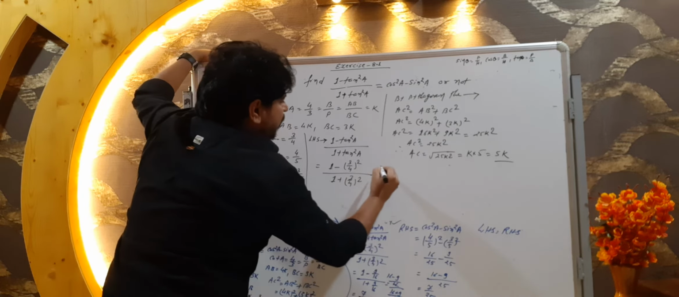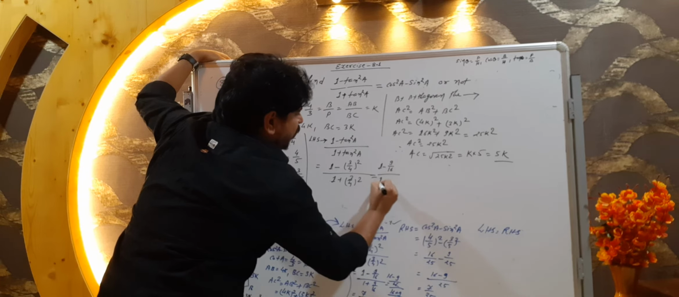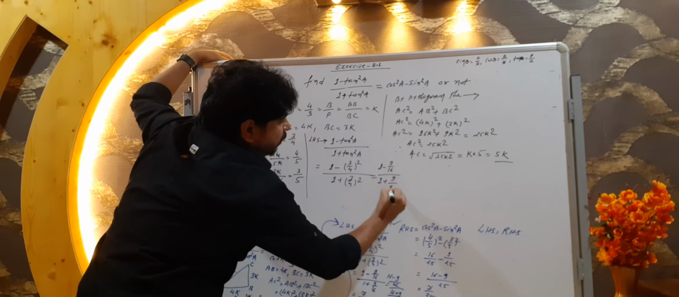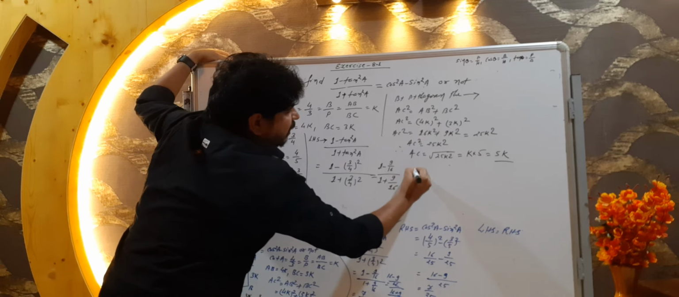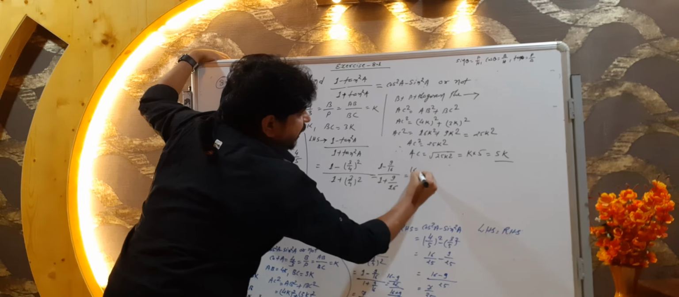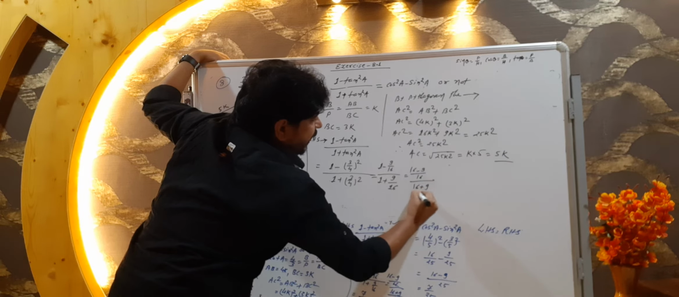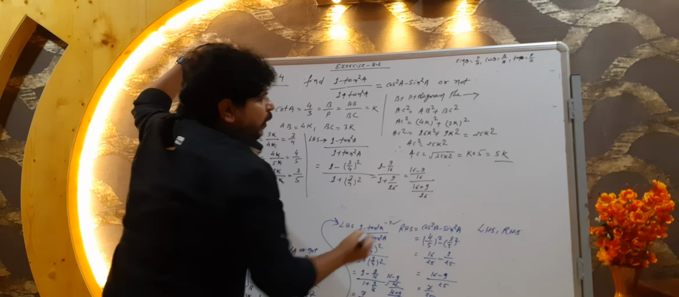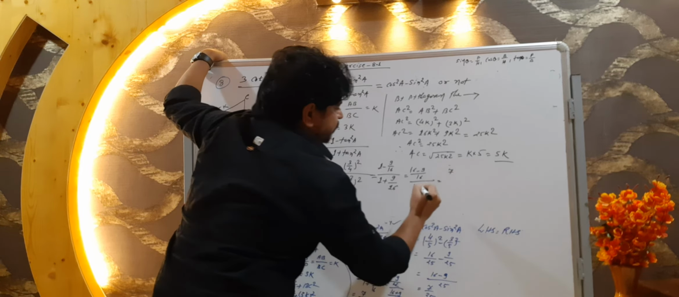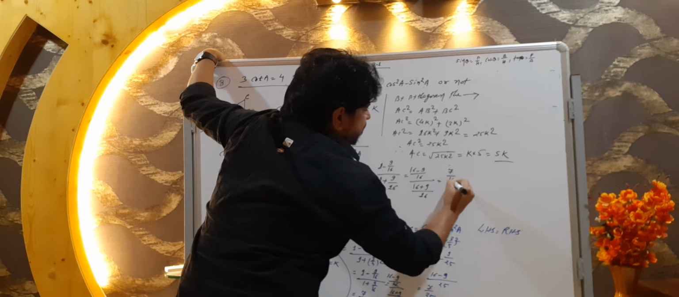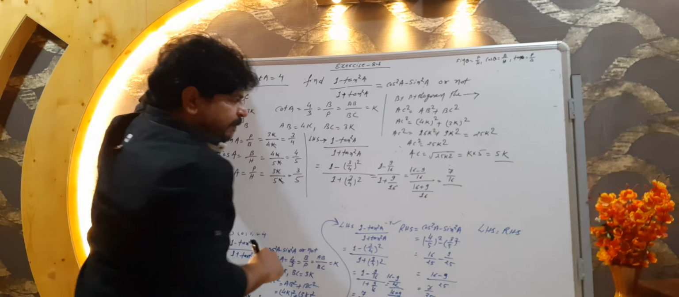Now what will we get? 1 minus, 3 threes are 9, 4 fours are 16. Here also 1 plus, 3 threes are 9 and 4 fours are 16. So by taking the LCM 16, we get 16 minus 9 upon 16, and here 16 plus 9 upon 16. 16 minus 9, then what remains? 7. So 7 upon 16, upon 16 plus 9, which is 25.